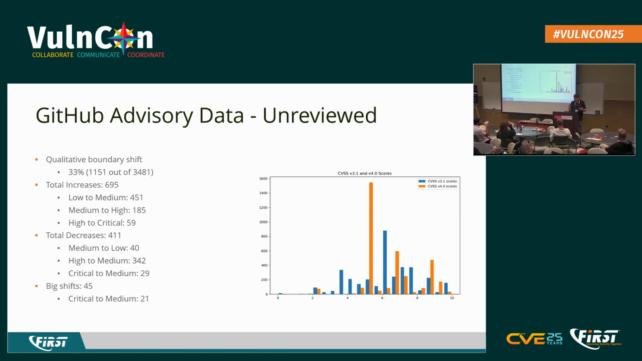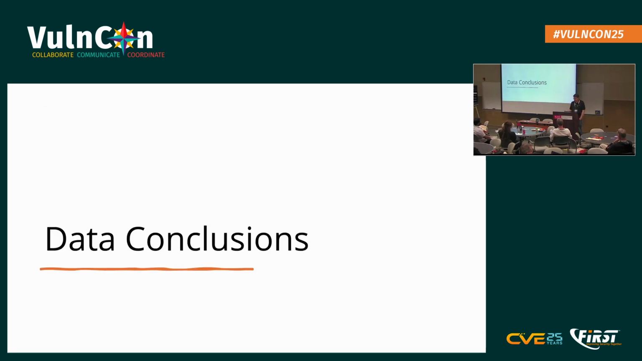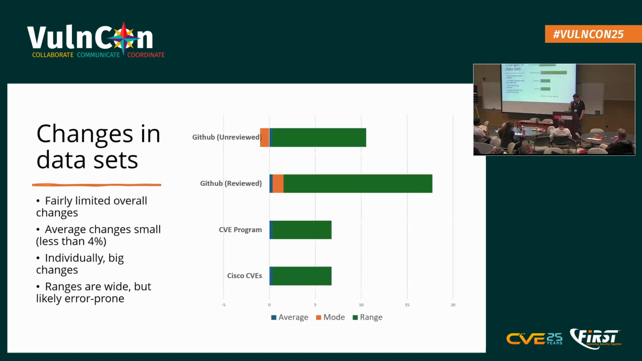There were many more big shifts in the unreviewed advisory data, looking at 45, and again, more critical to medium. I really am curious to look a little bit more about why those things have decreased so much, but there were even some big increases that went from medium to critical or low to high. Again, not sure why, but to be forewarned is forearmed, and you can have a way to look at this data in your own environment.